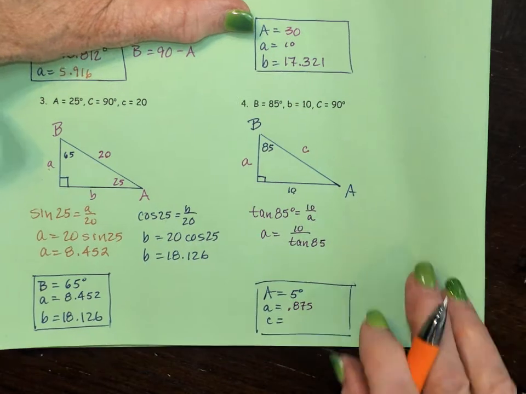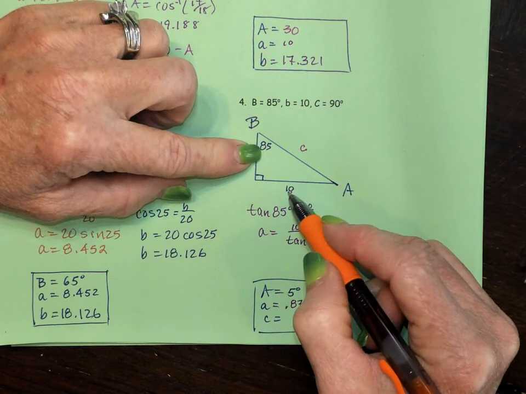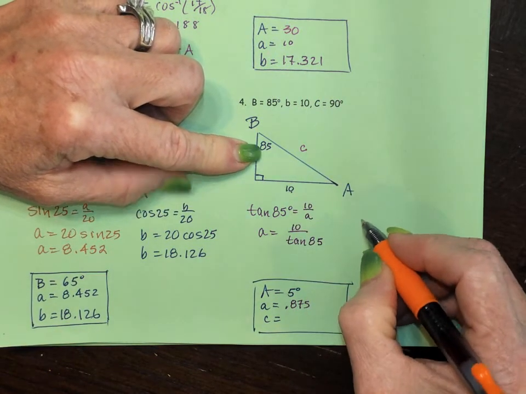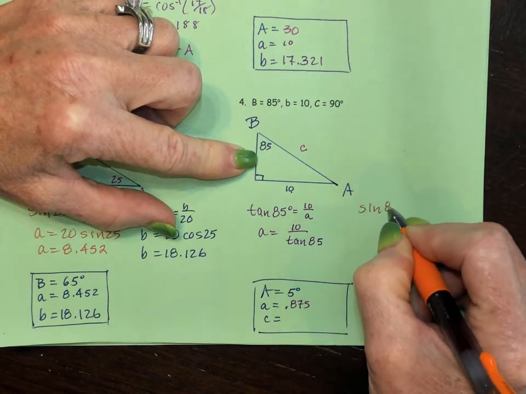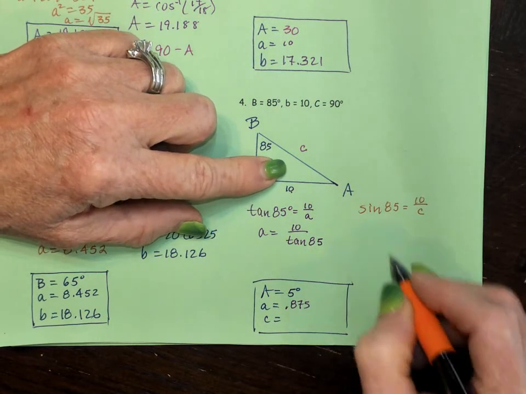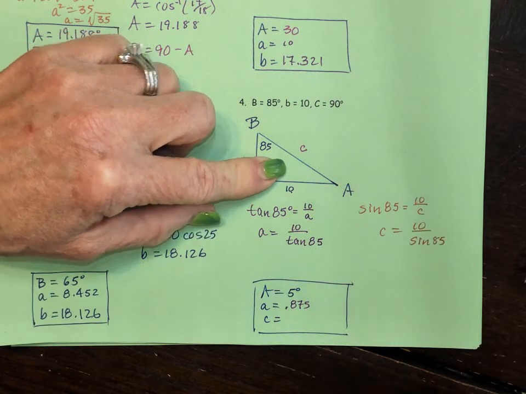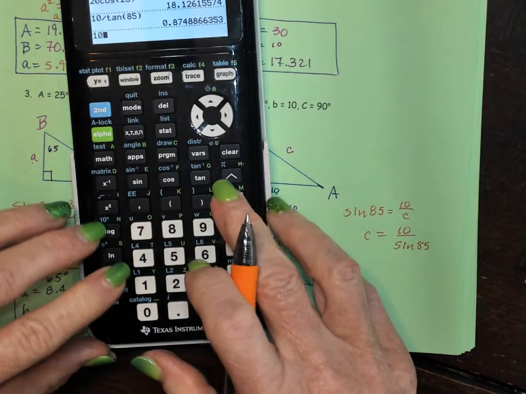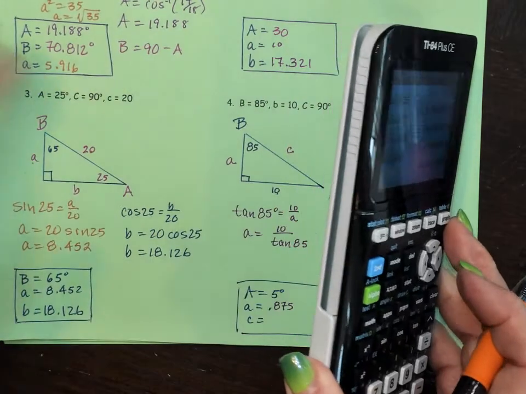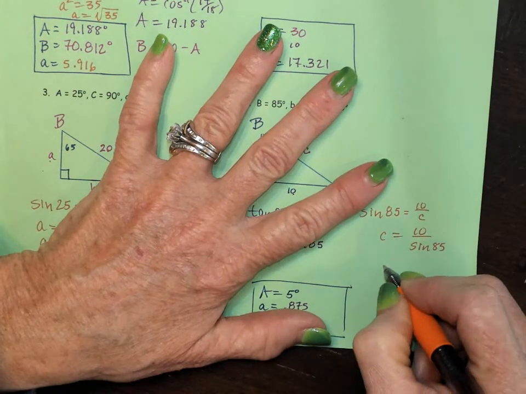I remember when I was doing the answer key, I was doing it very quickly. To find side C from the 85, we have opposite and hypotenuse. So opposite, sine. Sine 85 is opposite 10 over hypotenuse C. C is 10 divided by the sine of 85. 10.038. Yep. So it looks like I just made a typo there.